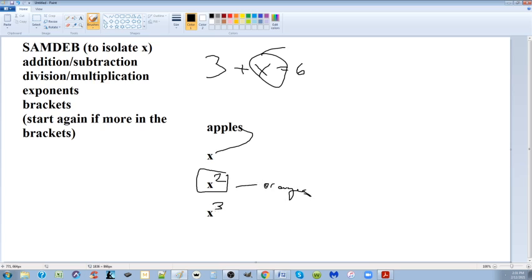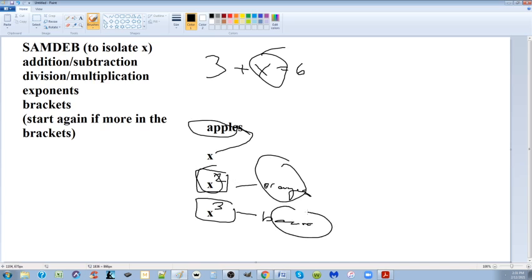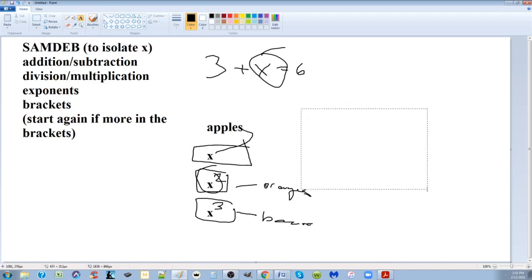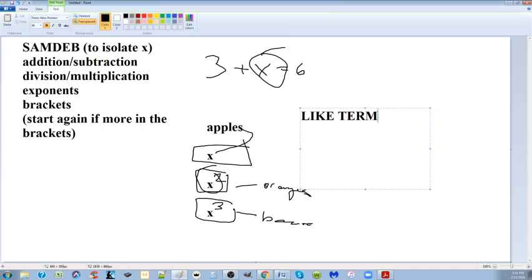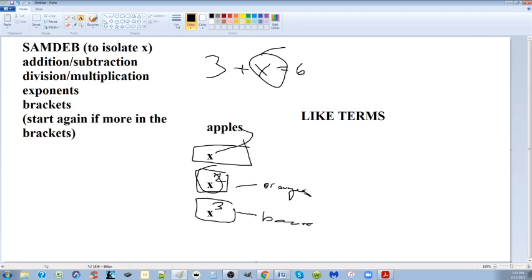And if this had a 3 over it, this is bananas. These are not things you can add. I can't add 1 apple, 3 oranges, 3 bananas and tell you that I have 4 pineapples. It makes no sense. What I want you to think of is the phrase like terms. Like terms. And that means I can only add things that are similar.